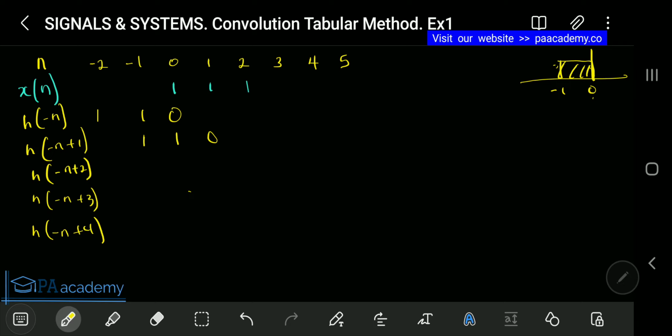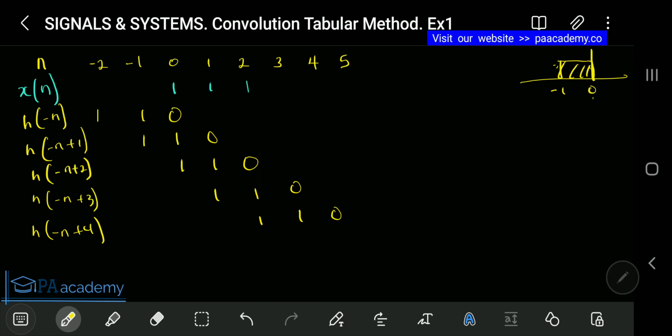So what you notice is you just keep shifting it. For minus n plus 2, once you shift it by 2, you are going to have 1 1 0 here. When it is shifted by 3, this is going to be 1 1 0, and for this it will be 1 1 0.